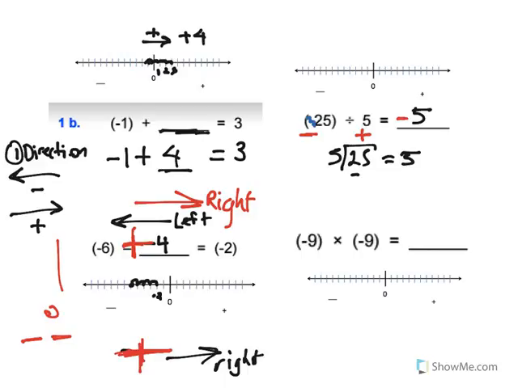On this next one here, we have a negative times a negative gives us a positive. In multiplication and division, I ignore the sign, I do the math. 9 times 9 is 81. I get positive 81.